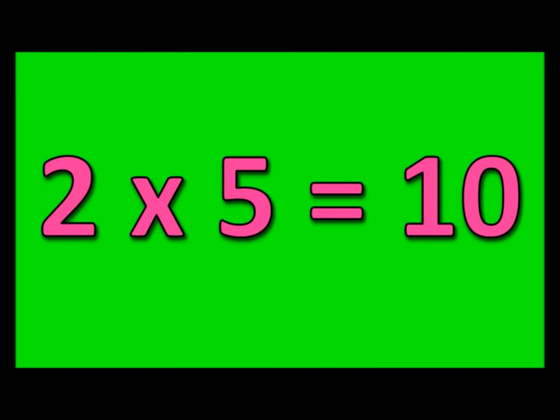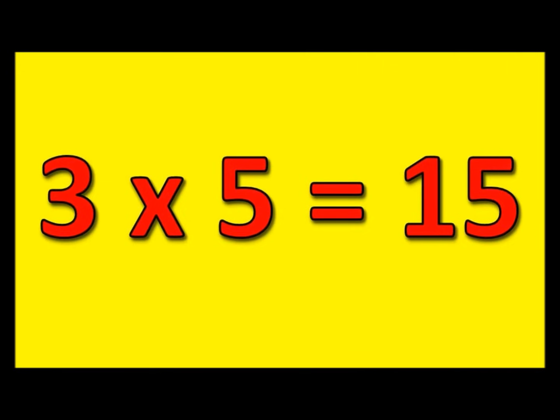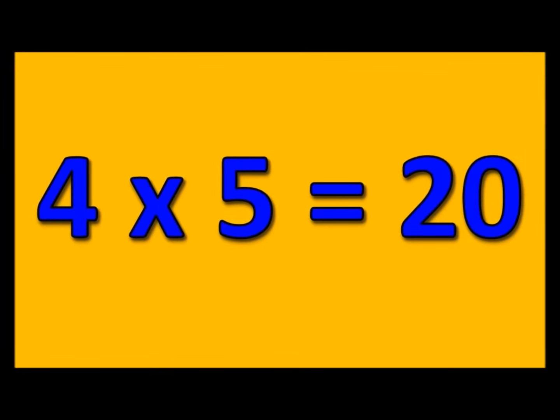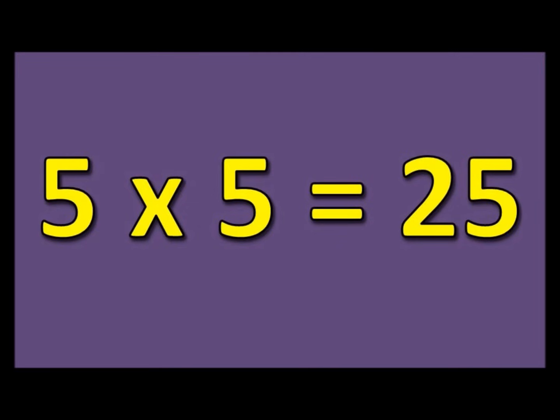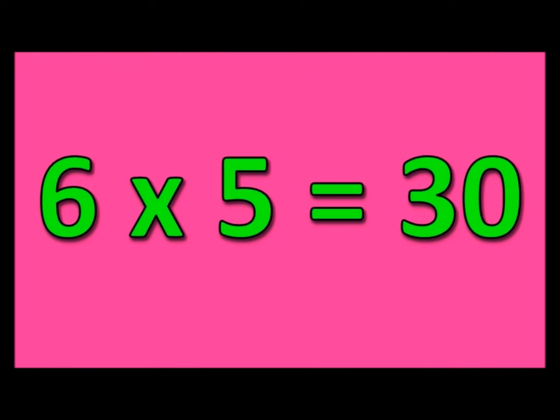5 and go up. Ready? Here we go. 1 times 5 is 5. 2 times 5 is 10. 3 times 5 is 15. 4 times 5 is 20. 5 times 5 is 25.